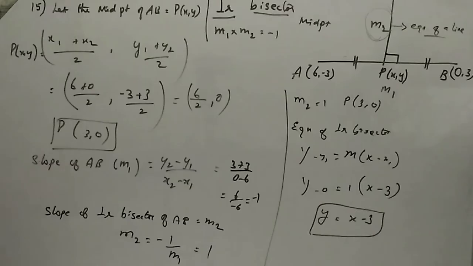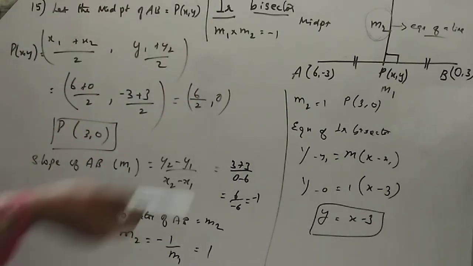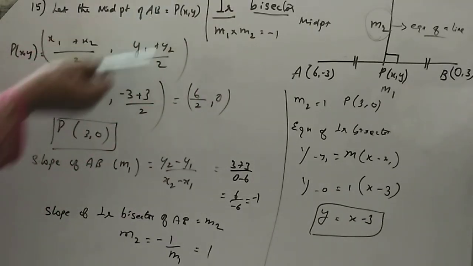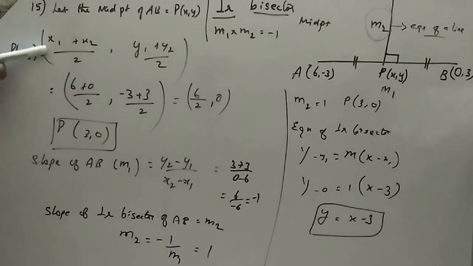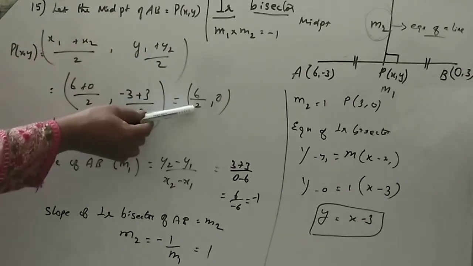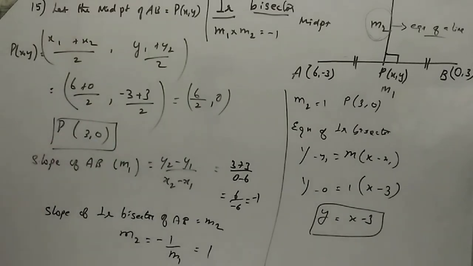Okay. So here it is given perpendicular bisector. Perpendicular means what is the condition? M1 into M2 is equal to minus 1. Bisector means dividing the line given into two equal parts. Therefore, you will get midpoint. So let us calculate the midpoint first. That is using the formula x1 plus x2 upon 2, y1 plus y2 upon 2, and you got 3, 0.